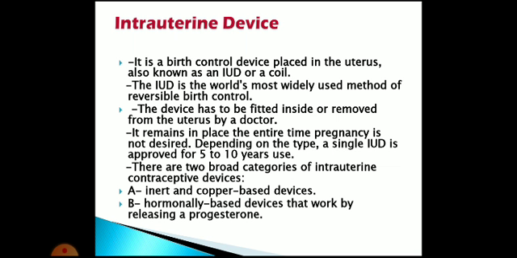With the intrauterine device in place, it works the entire time pregnancy is not desired. Depending upon the type, a single device is approved for 5 to 10 years of use. There are two main categories of this device, used as a contraceptive. First, inert and copper-based devices. Second, hormonally based devices that work by releasing progesterone.